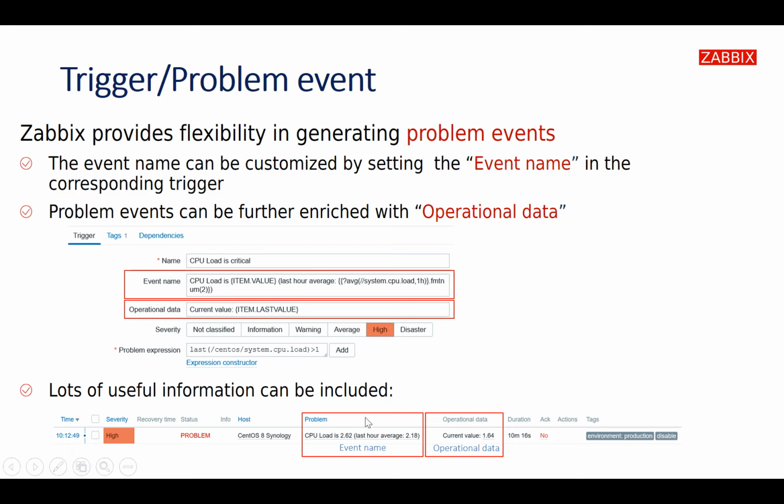Like in this example, we display the value that has been read at the time when the trigger expression was evaluated as true, at that precise moment. Then we also display the last hour average for the value, and an additional field, operational data, is also populated, and it shows the most recent value that has been obtained by Zabbix. This provides us lots of useful information to instantly see how the problem developed and what its current state is. So the CPU load was rather high within the hour, and its average value has also been high, but the current value is diminishing, so we could conclude that the situation now is improving.